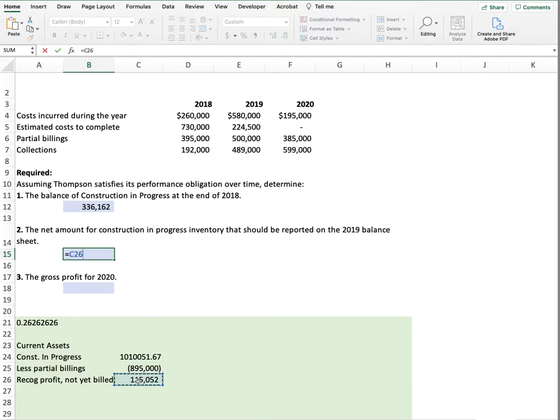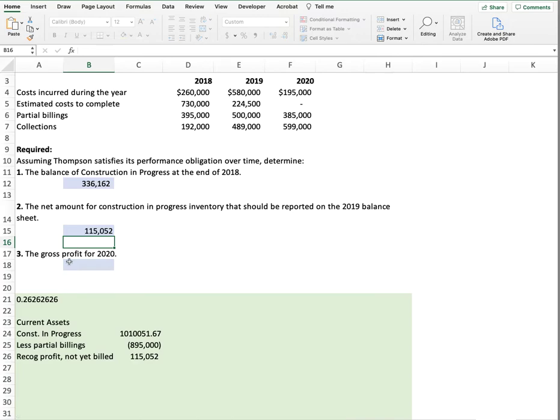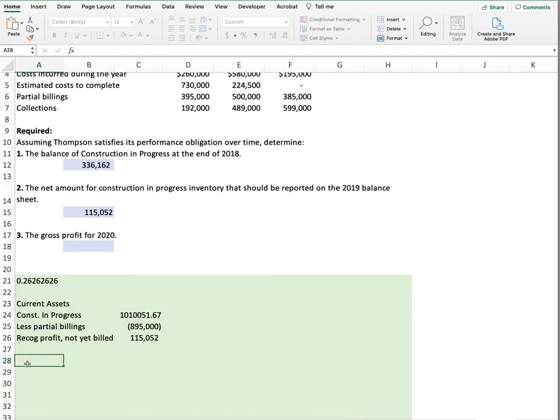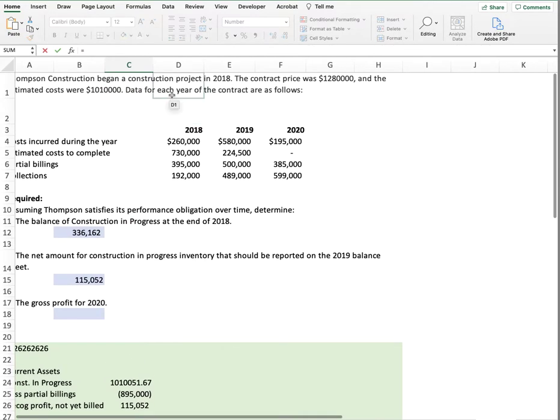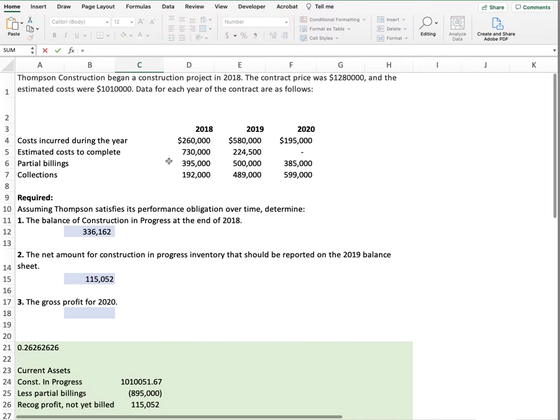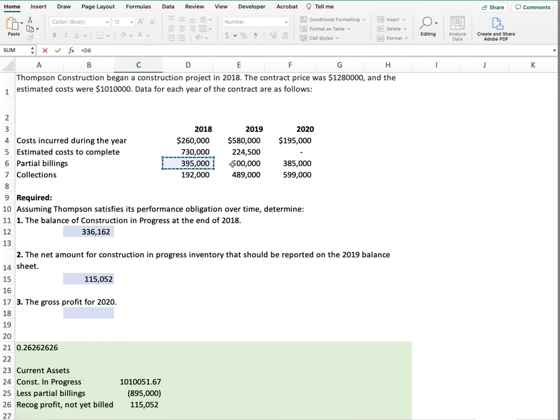And then finally, what's the gross profit for 2020? And so I'm going to just keep typing a little bit further down here. Put part 3. We're going to start with the revenue to date. And so we have 395,000 from 2018, 500 from 2019, 385 from 2020.